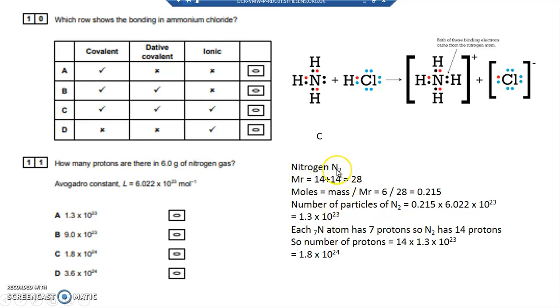However, N has got an atomic number of 7, so an N atom has got 7 protons. It's got a proton number of 7, and there are 2 N's. So in one of the N atoms there's 7 protons, and in the other N atom there's 7 protons. In a particle of N2 there are 14 protons. So I need to multiply this number of particles of N2 by 14 to get the number of protons, and it comes out as 1.8 times 10 to the power 24. Your answer is C.